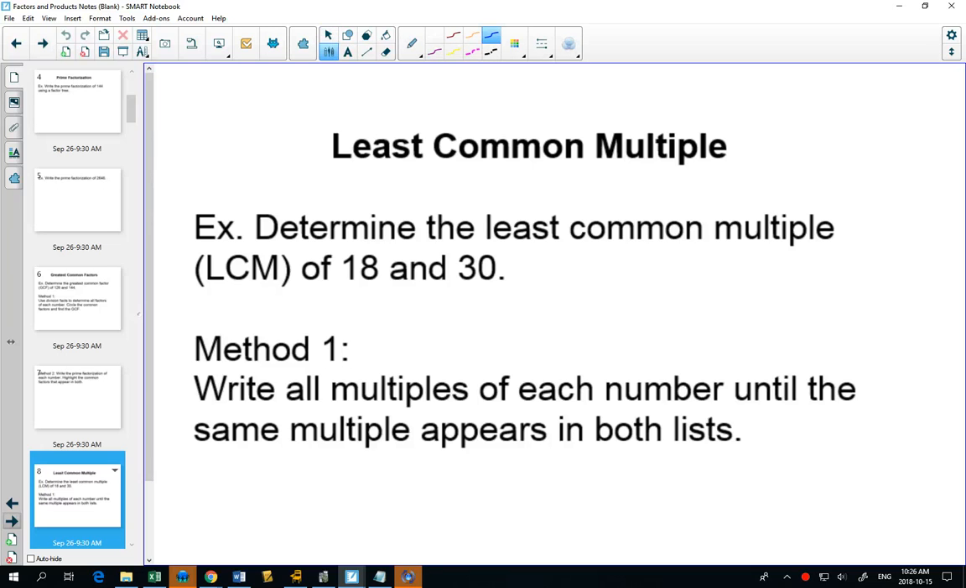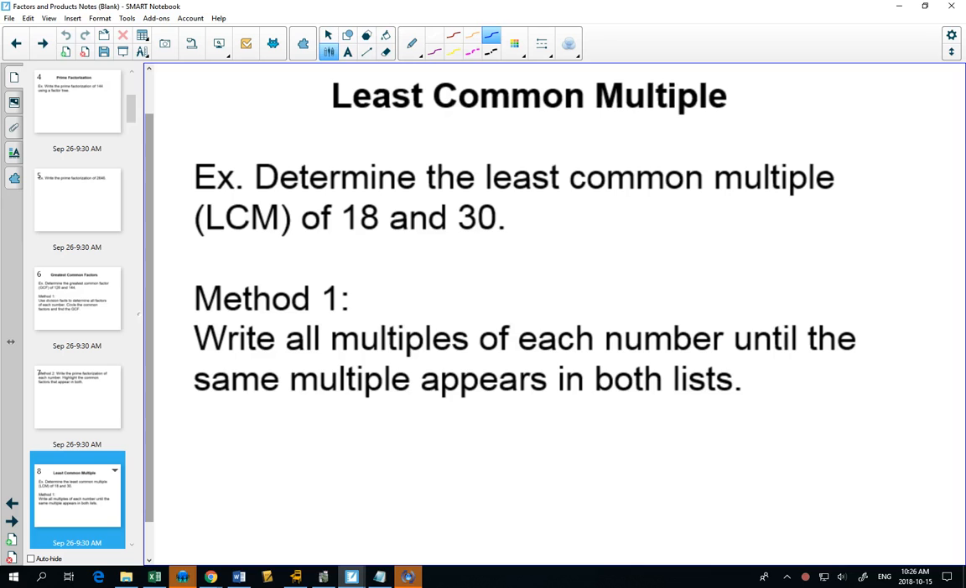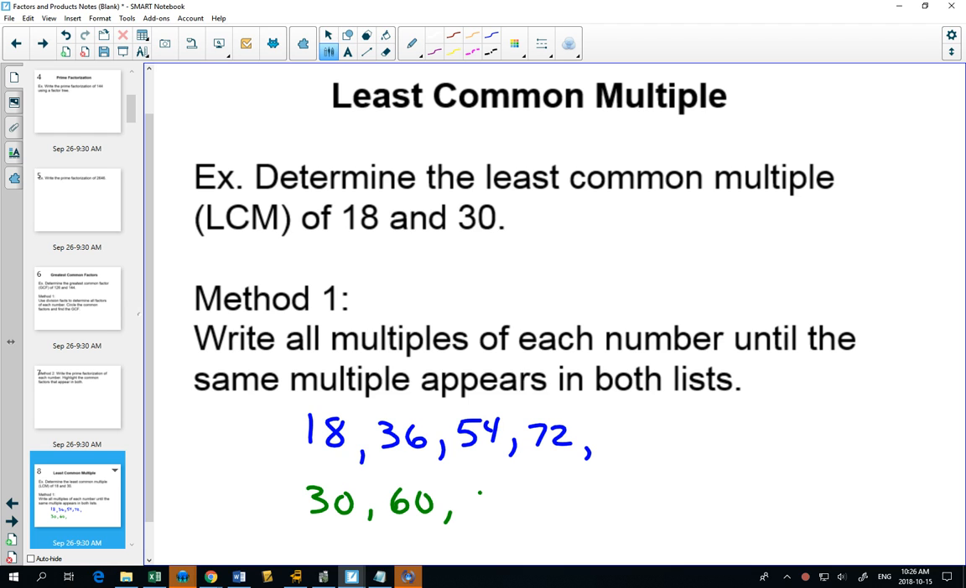The least common multiple is looking at multiples of a number. And first of all, what is a multiple of a number? Well, for 18, that's 18, and then 36, and then 54 is 18 times 3, then 18 times 4 is 72, and so on. And if we look at multiples of 30, well, 30 times 1 is 30, 30 times 2 is 60, 90, 120.